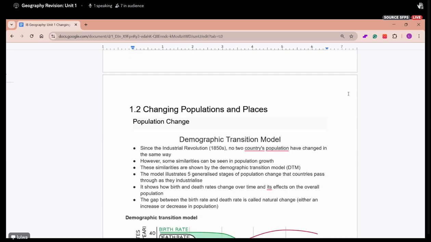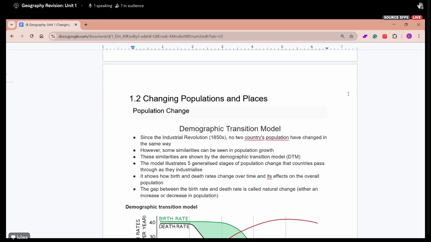So you have the demographic transition models, and since the industrial revolution, no 2 countries' populations have changed in the same way. Everyone's changing differently. However, you do have some similarities in their population growth patterns. So this model illustrates 5 stages of population change that countries pass through as they industrialize. It shows how birth rates and death rates change over time, and its effects on the overall population.